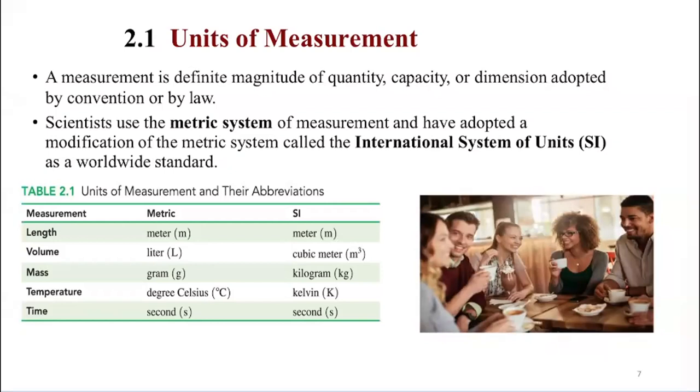Now, you can see here that in table 2.1, we have a selected number of measurements and their abbreviations. We can see that we have the measurement of length, volume, mass, temperature, time. We can even know the amount of molecules. We can know the amount of radiation, just to name others. In table 2.1, you can see the abbreviations for the metric system and also the SI system, and what the units of measurement are.